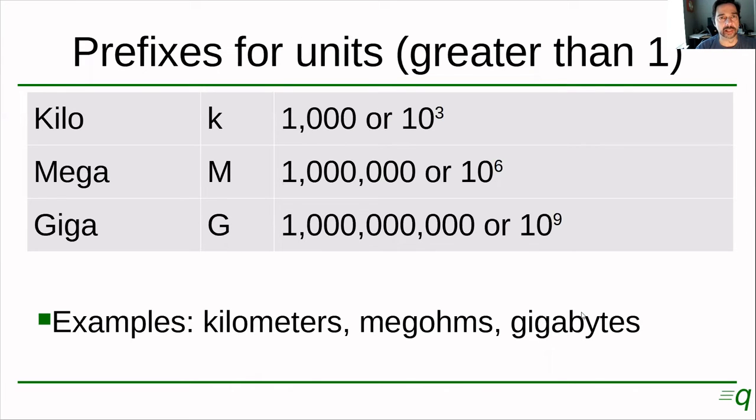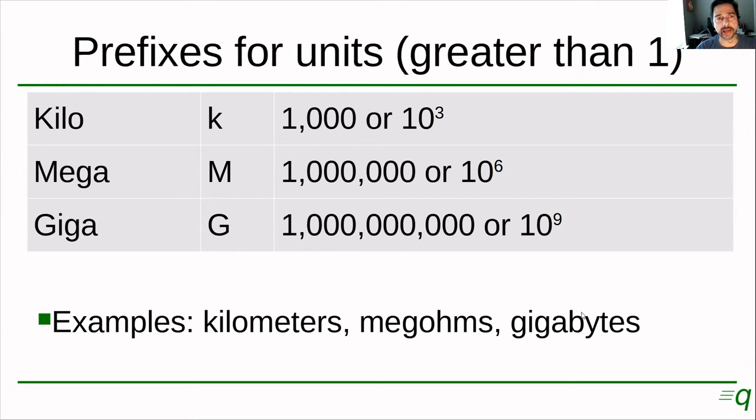Before we move ahead with the next topic, we will be reviewing some prefixes for units greater than 1. For instance, we have kilo, which is 1,000 or 10 to the 3. An example of how we would use this is in a kilometer. A kilometer is 1,000 meters. So instead of saying 1,000 meters, we say 1 kilometer.